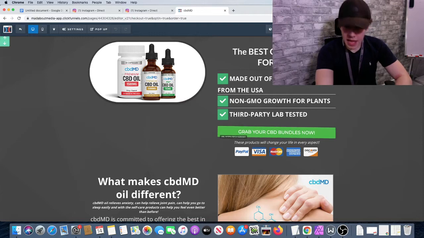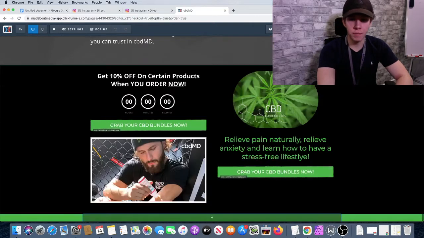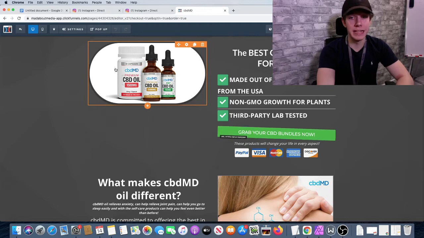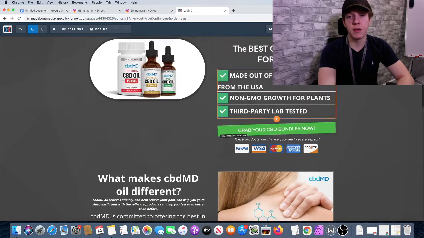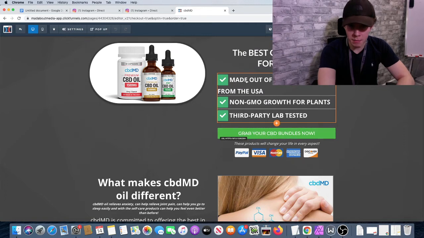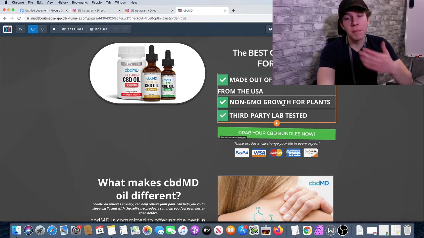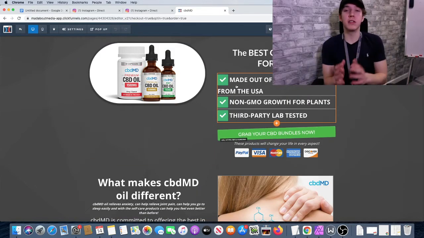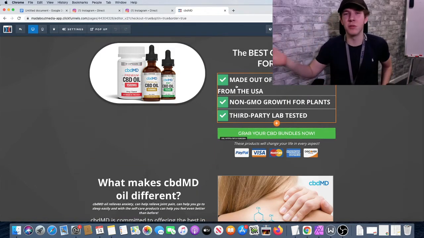Now, here is the example page. As you can see, very simple. It's basically a little background, an image of the different products CBD MD does, and then some benefits of it. The best CBD bundles for you, made out of hemp straight from the USA, non-GMO growth for all plants. Most people will be like, what's that mean? Non-GMO is basically not genetically modified, and it's been third-party lab tested. Straight away, people will be like, oh, I don't know if this is safe.